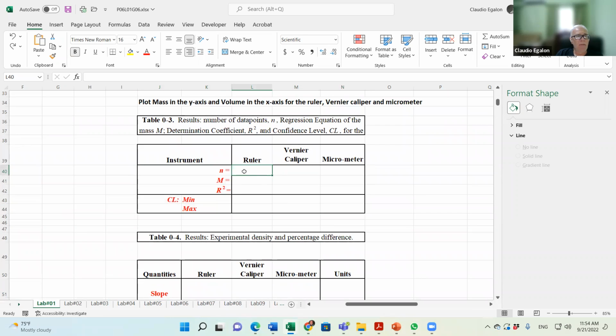And here is the number of data points. It's going to be 6 for everyone. What you see here is the regression equation. Regression equation for the ruler, regression equation for vernier caliper, regression equation for the micrometer. And then the CL, right? Lower and upper bounds of CL. For the ruler, for the vernier caliper, for the micrometer.